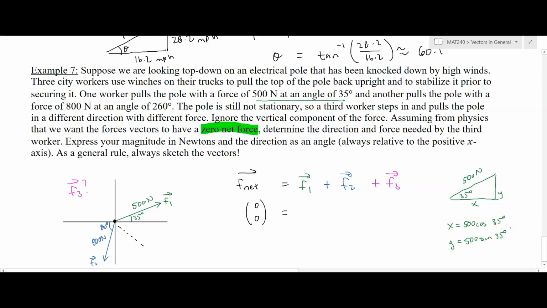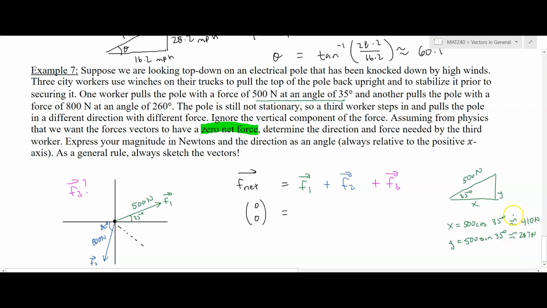So 500 cosine 35 is about 410. And we can go ahead and round that because 409 point something, 409.6 is not that far off from 410 since these numbers are quite large. 500 sine of 35 is going to be about 287.